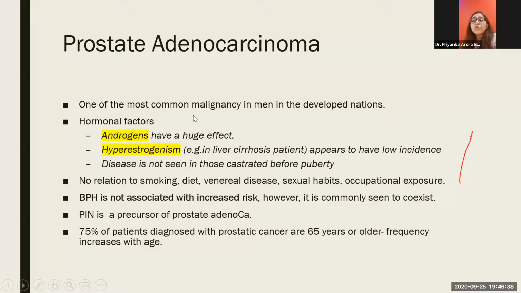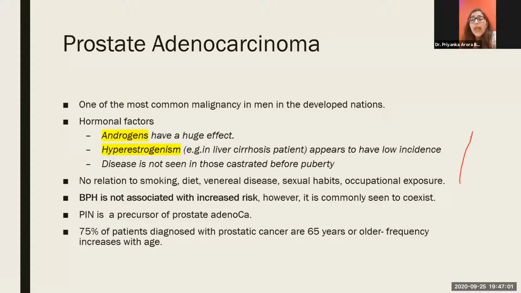It is one of the most common malignancies in men in developed nations, and even in India it's very, very commonly found, prostate adenocarcinoma. So what are the factors that lead to prostate adenocarcinoma? Number one is being a male. Itself is a risk factor for prostate carcinoma. So every male is at risk for prostate carcinoma.